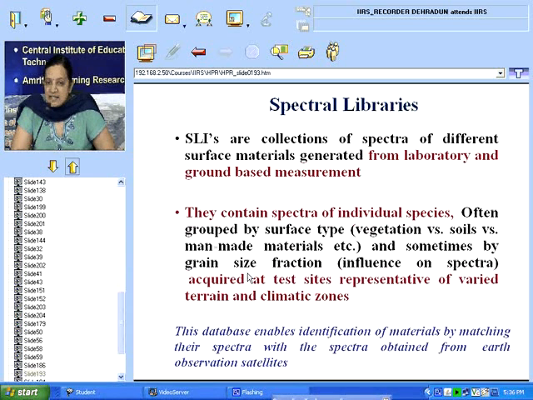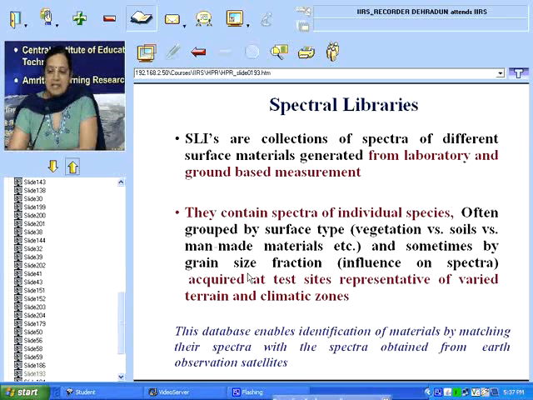And what does a spectral library contain? They contain spectra of individual species, often grouped by surface types, vegetation versus soil versus man-made, and sometimes they are clubbed by grain size fraction. And these are acquired at test sites which represent a variety of features, varied terrain and climatic zones. This database enables identification of materials by matching the reference spectra collected from the ground or lab with the spectra obtained from the satellite.